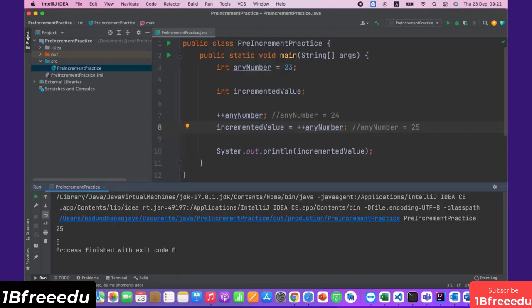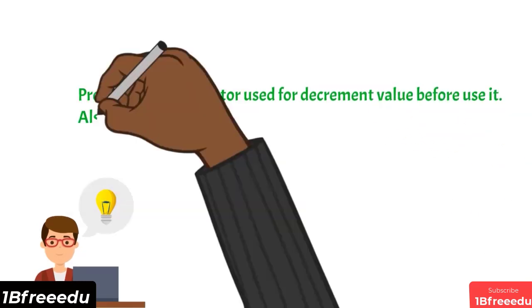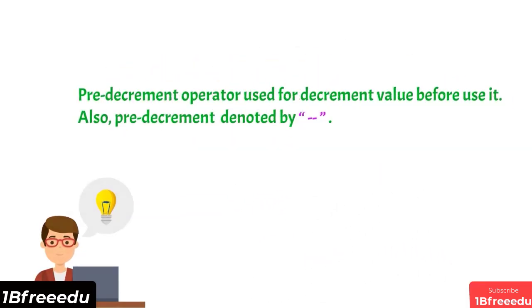Okay guys, in this video we discuss pre-increment. In the next video, we will discuss pre-decrement. Pre-decrement operator is used to decrement a value before using it. Also, pre-decrement is denoted by the minus minus symbol. Okay, let me show you how it works in Java.